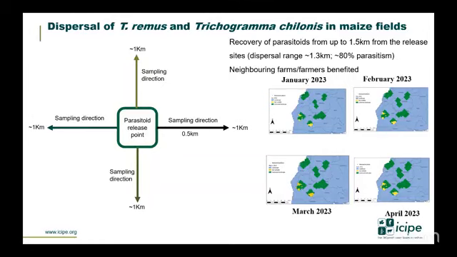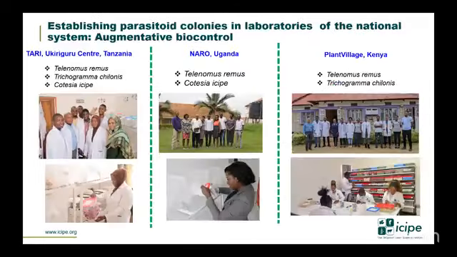This is about the native natural enemies already in Africa, but now we have this parasitoid. The project comes and goes. We need to train the natural system on how to initiate and maintain those parasitoids, and we have done very thorough training in Tanzania, in Uganda, and of course, as I mentioned, the Plant Village in Kenya.